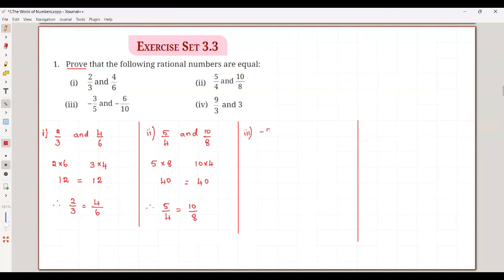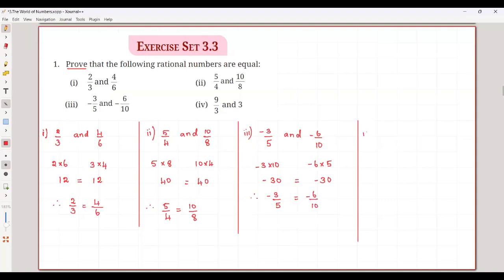So now here, minus 3 by 5 and minus 6 by 10. Do the cross multiplication: minus 3 into 10 and minus 6 into 5. Minus 3 into 10 is minus 30, minus 6 into 5 is minus 30. So both are equal. Therefore, minus 3 by 5 is equal to minus 6 by 10.